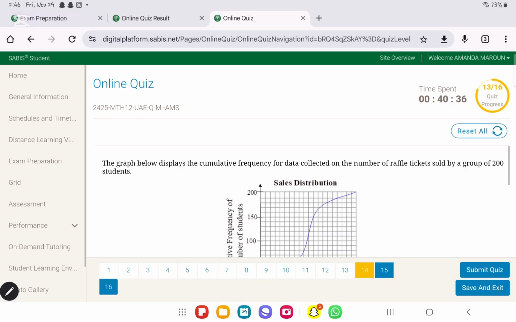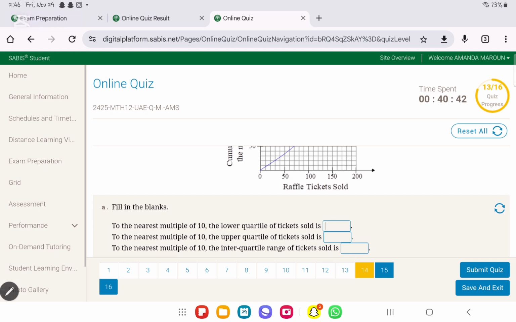Moving on to question number 14. The graph below displays the cumulative frequency for data collected on the number of raffle tickets sold by a group of 200 students. They told us, to the nearest multiple of 10, the lower quartile. What does lower quartile mean? Lower quartile means 25%. So very simply, on your calculator, you do 25% of the total raffle tickets sold, which is 200. So 25% times 200, you're gonna get 50, but we do not put 50 as our answer.